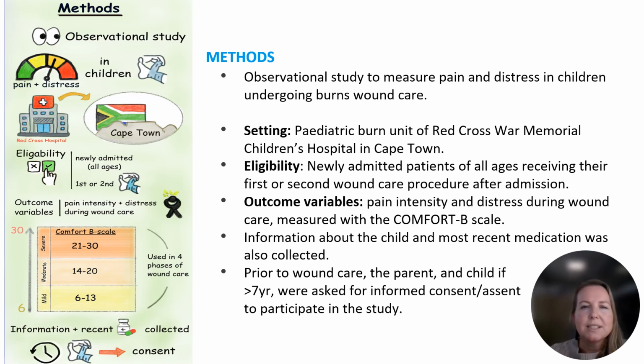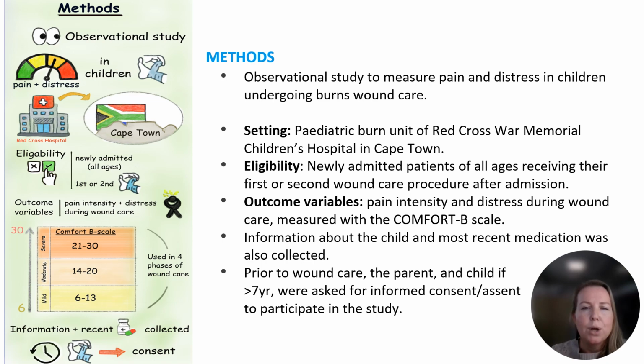Children were eligible to participate if they were newly admitted patients of all ages receiving their first or second wound care procedure after admission. Outcome variables were pain intensity and distress during wound care, measured with the Comfort B scale. When observers use the scale, they consider the intensity of 6 behavioral manifestations: alertness, calmness, crying, body movement, facial tension, and muscle tone, rating each on a scale from 1 to 5.